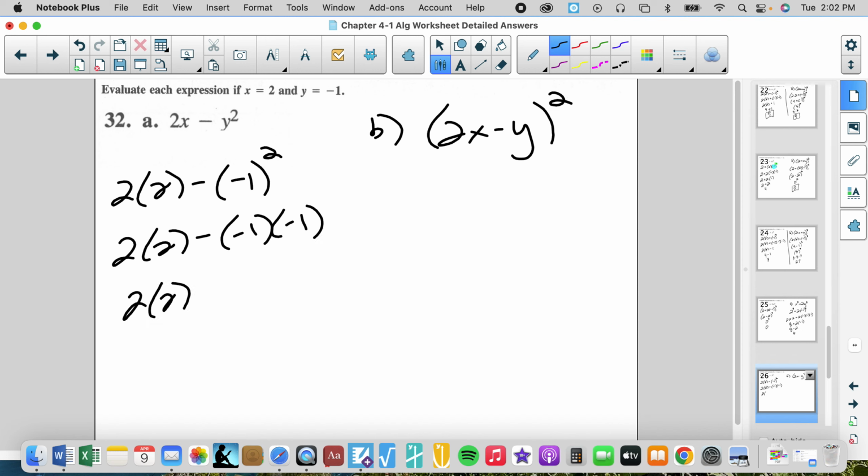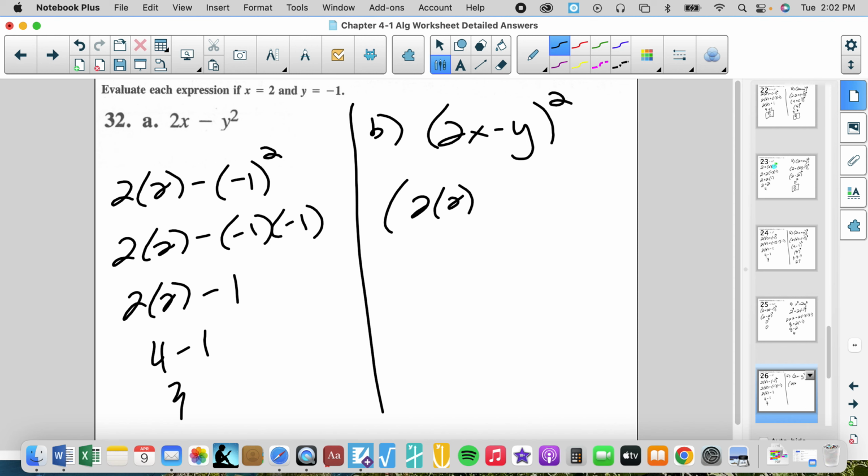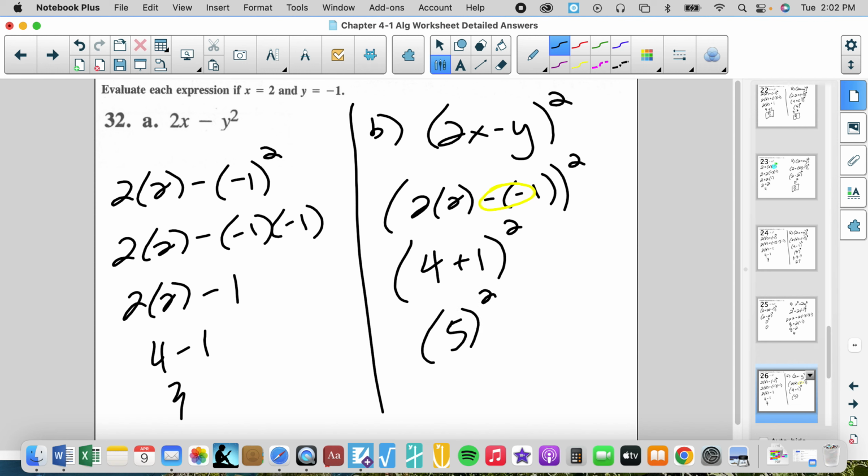So that's 2 times 2 minus -1 times -1 is +1. And now we do the product. 2 times 2 is 4 minus 1, which is 3. We'll plug in the values. 2 times 2 minus -1 squared. We'll do the multiplication first, 4, and then the two negatives, which is a product also, which is +1. We're going to do parentheses, 5. 5 squared is 5 times 5, which is 25.